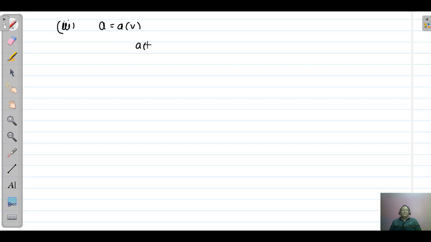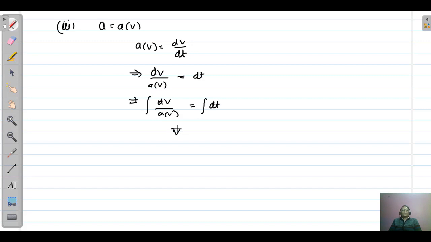By definition, a(v) equal to dv/dt. This implies that dv/a(v) equal to dt, and we integrate it with proper limits. We get a function v. That is, we will get the velocity.